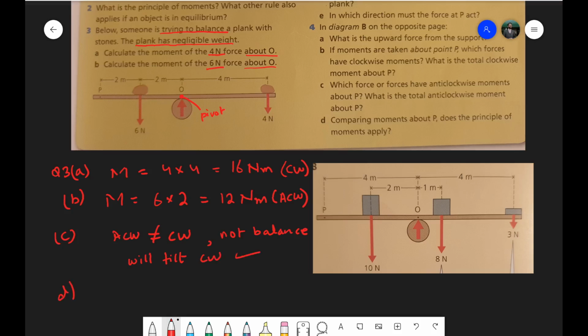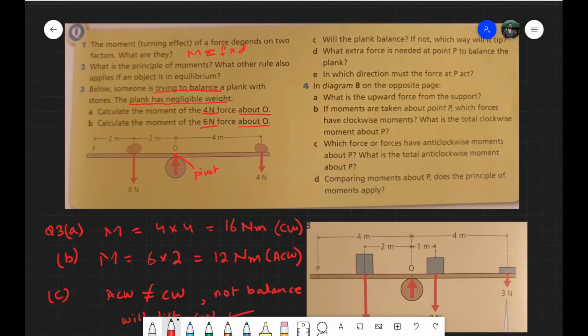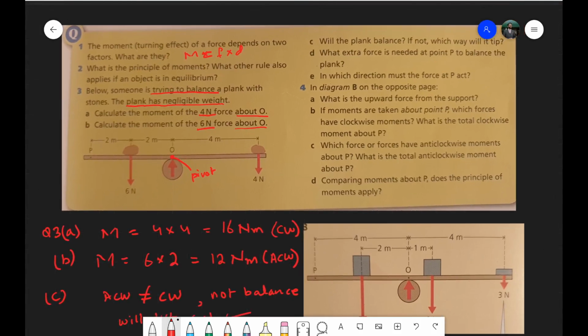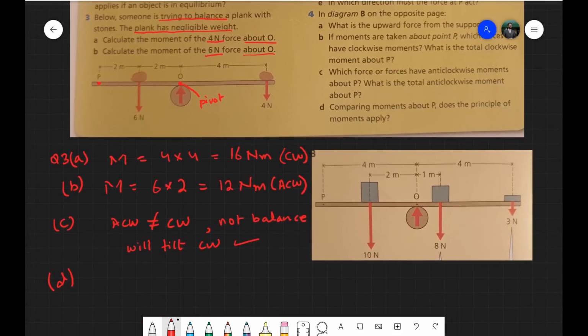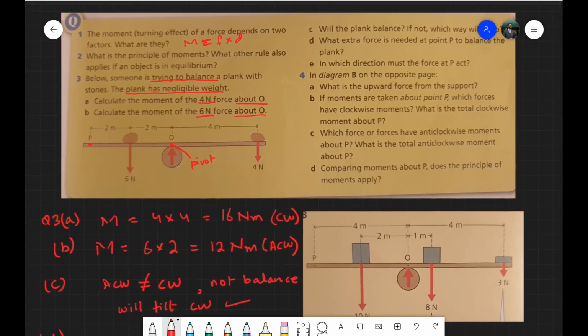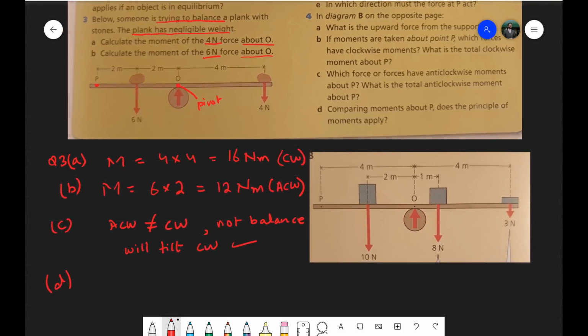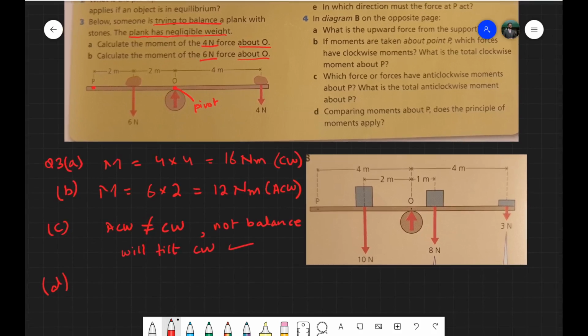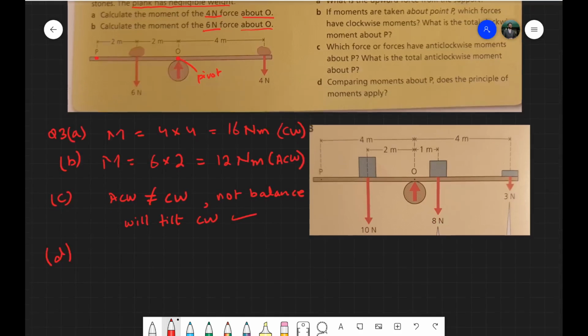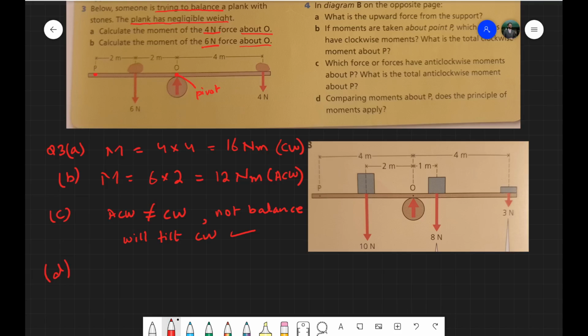All right. Now, what is part D of this question asking? They're asking what extra force is needed at point P to balance the plank. So remember, this is point P. Let me just mark it for you. I've made a red dot there, and they're asking what extra force is needed to balance the plank. Well, let's assume there is a force acting on the plank at point P. Right now, the problem is that we don't even know the direction of that force. So we have to figure out the direction as well.